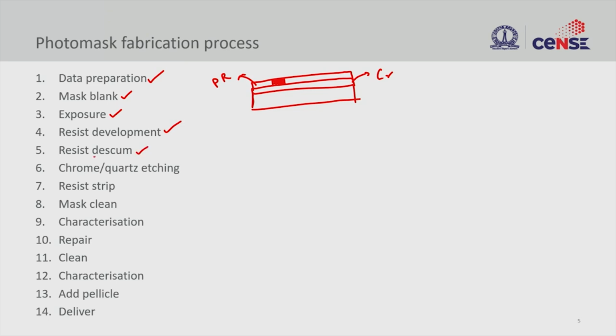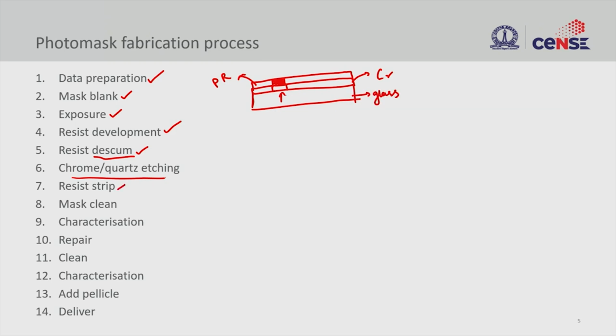So descum is nothing but clearing out any resist that is undeveloped, sitting at the bottom. So we remove that using descum, and now is chrome etching. So we etch the chrome now. So we remove the chrome underneath, and then that should give you a nice pattern, where opaque regions are defined, and then you define a transparent region here, considering this is glass.